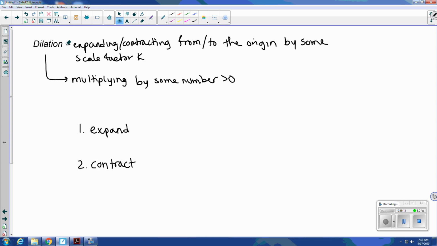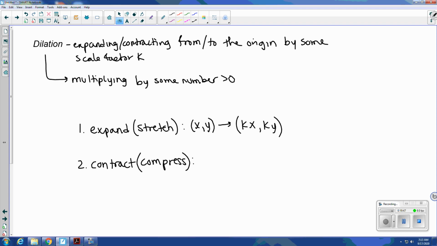Another term that's used for each one: for expand, you might see stretch, so interchangeable terms here, or compress or contract. So I may be using any of those 4 terms. So for an expansion, if we have a point x, y, to expand it away from that origin by some desired amount, we just multiply both coordinates by that scale factor. But to get an expansion, we have to make sure that k is greater than 1.